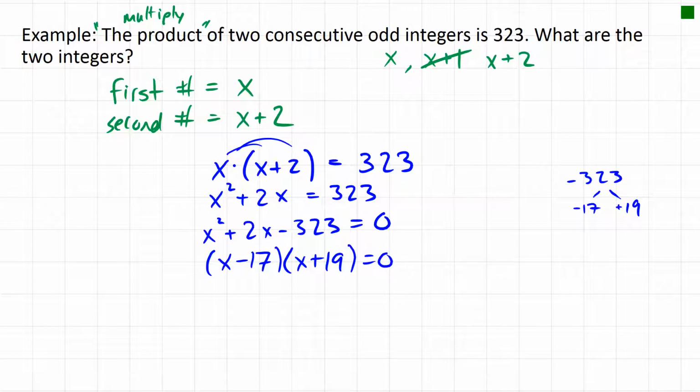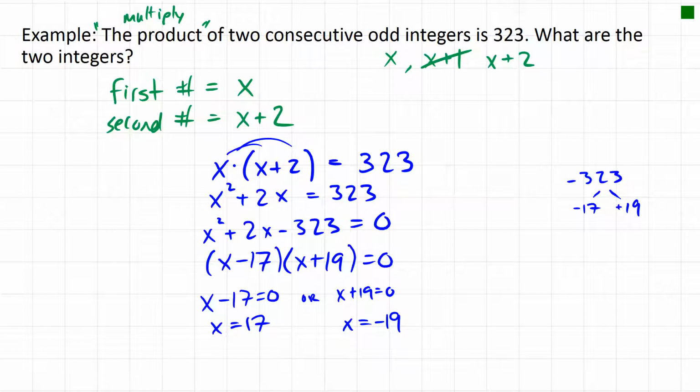So I have 2 solutions to this equation. Either x minus 17 is equal to 0, which means x equals 17, or x plus 19 is equal to 0, which means x equals negative 19. So, have we answered the question? And the answer is no.